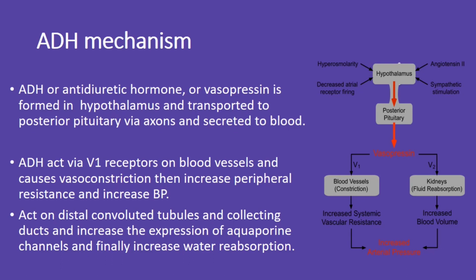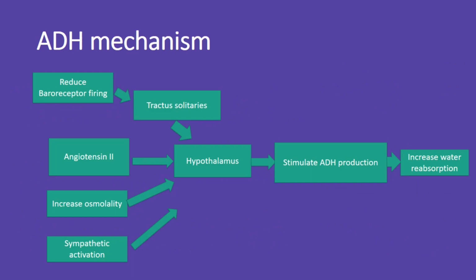ADH mechanism. ADH, or antidiuretic hormone, or vasopressin, is formed in the hypothalamus and transported to the posterior pituitary via axons and secreted to blood. ADH acts via V1 receptors on blood vessels and causes vasoconstriction, then increases peripheral resistance and increases BP. It also acts on distal convoluted tubules and collecting ducts, and increases the expression of aquaporin channels, and finally increases water reabsorption. The antidiuretic hormone, ADH, pathway is another crucial mechanism involved in regulating blood pressure and fluid balance.